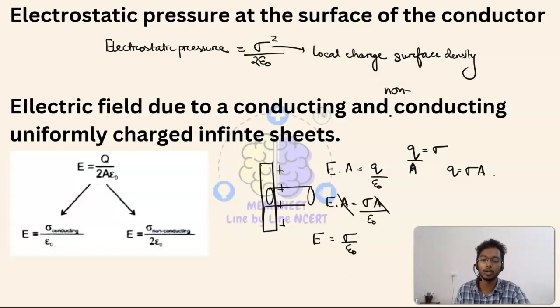For the non-conducting sheet, we have charge on the inside, okay. So we have to take two Gaussian surfaces. So for the one, we have E into A is equal to sigma A upon epsilon naught, okay. But here the area, how much area are we taking? We are taking two areas, so this will be 2A. So the electric field is equal to sigma upon 2 epsilon naught. This is for the non-conducting uniformly charged sheet.